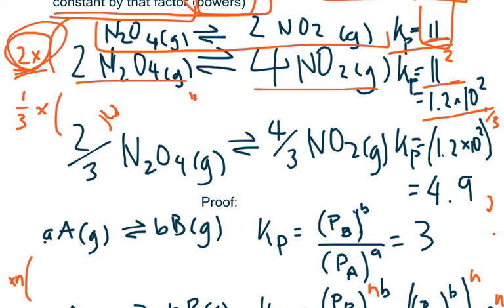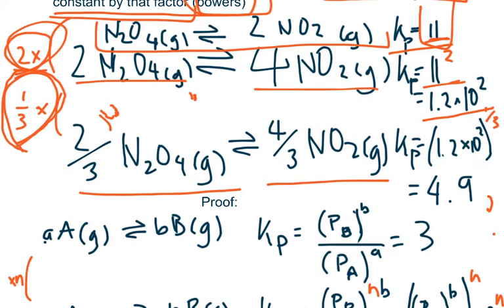Now what happens if I go from the second reaction to the third reaction by multiplying by a factor of 1/3? So now I have 2/3 N2O4 becomes 4/3 NO2. What will happen to our equilibrium constant? Well, if I multiplied by a factor of 1/3, then I will take my equilibrium constant to the 1/3 power. So 1.2 times 10 to the second to the 1/3 as shown here. And taking things to the 1/3 is the same thing as cube rooting it. And doing that, you get that the new Kp for this new reaction is going to be 4.9.